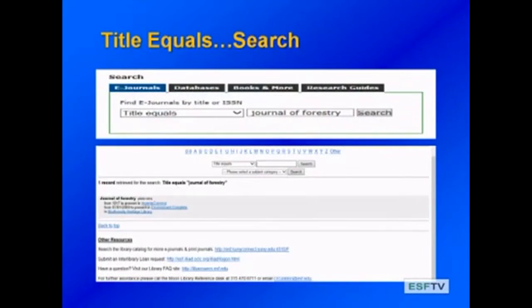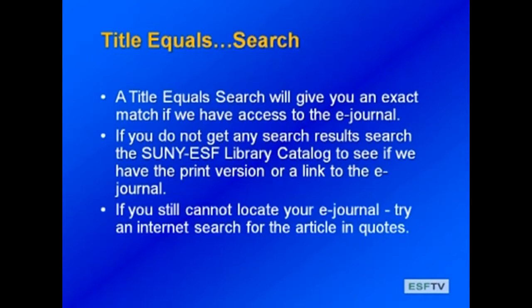The next search is title equals. And that's a very exact search. If I type in Journal of Forestry under title equals, again using that pull down menu, I will get an exact match. Again, you're going to notice that it's in more than one database. You need to carefully choose the right database.